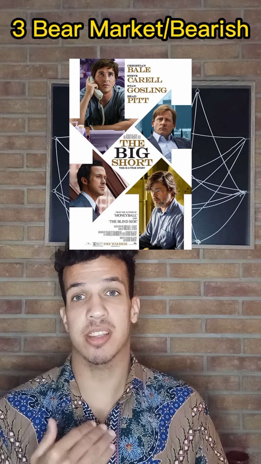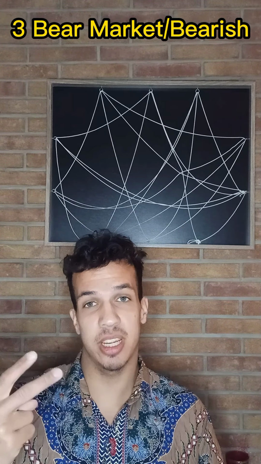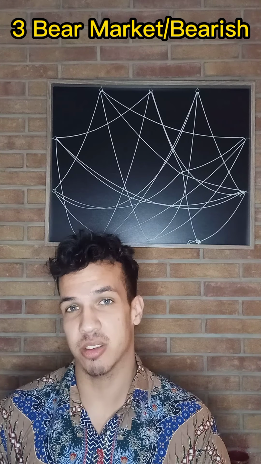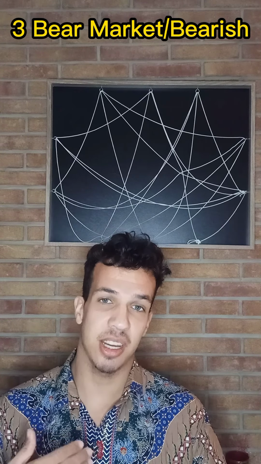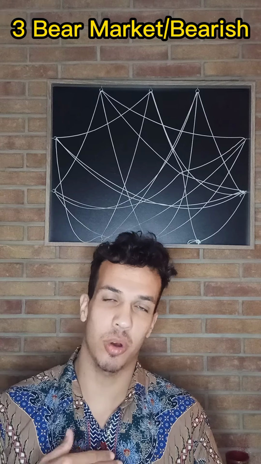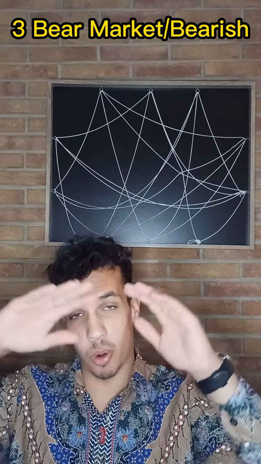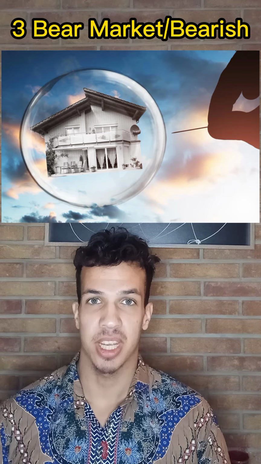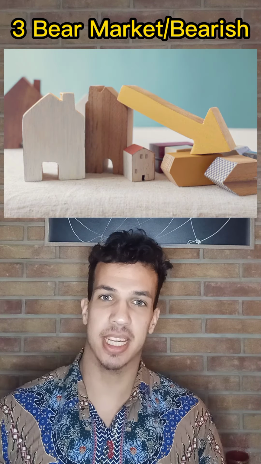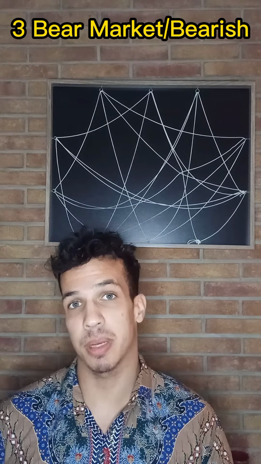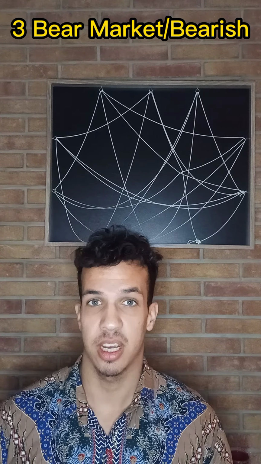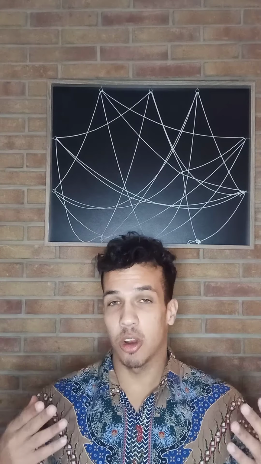He came up in 2006, two years earlier than the financial crisis, and he was bearish on the housing market. He believed that the whole housing market was going to go down, and he bet that the housing market was going to collapse. That's what being bearish, or a bear market, means. And then everything followed.